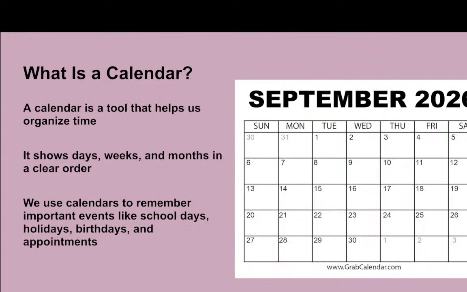So what is a calendar? A calendar is a tool that helps us organize time. It shows days, weeks, and months in a clear order. We use calendars to remember important events like school days, holidays, birthdays, and appointments. Let's look at the calendar on the right side. This is for September 2026.